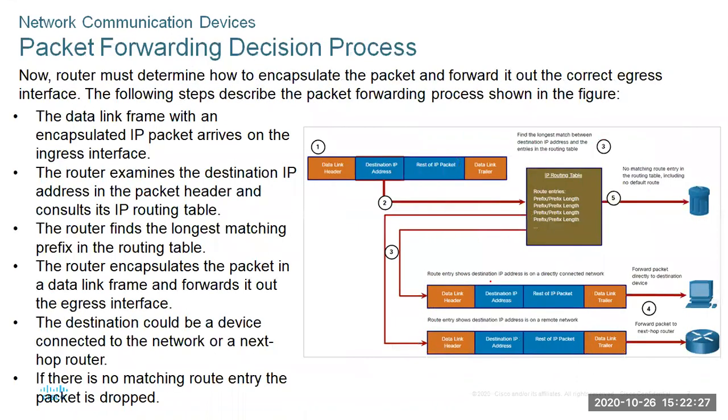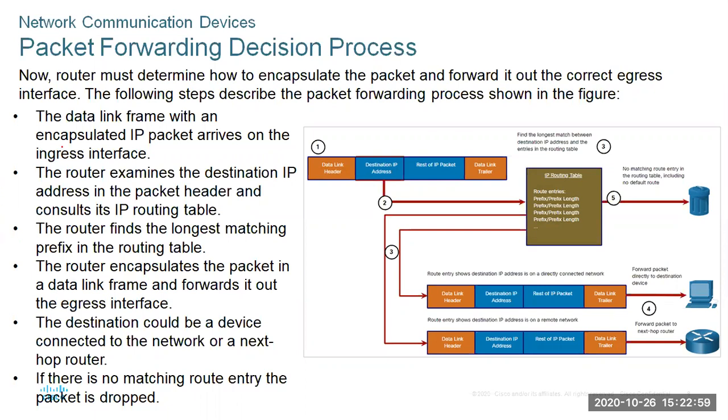Okay. Now, how does it make its forwarding decision? Remember, forwarding is one of the functions of the router, all right? And forwarding is like the act of pushing the data. I have discovered this is my destination IP address. How do I forward the data? All right, that is just it. So now the router must determine how to encapsulate the packet and forward it out the correct egress interface.